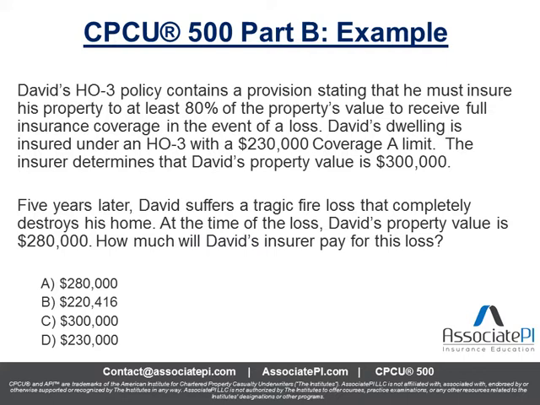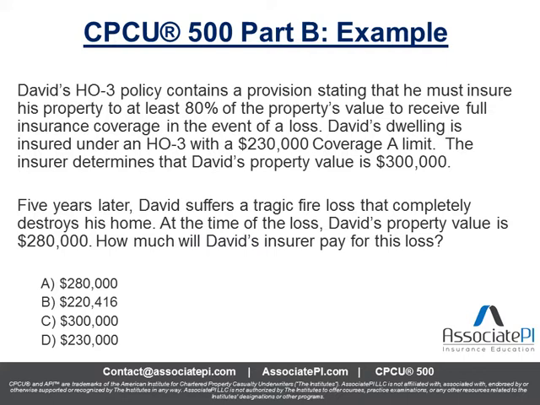David's HO3 policy contains a provision stating that he must insure his property to at least 80% of the property's value to receive full insurance coverage in the event of a loss. David's dwelling is insured under an HO3 with a $230,000 coverage limit. The insurer determines that David's property value is $300,000.